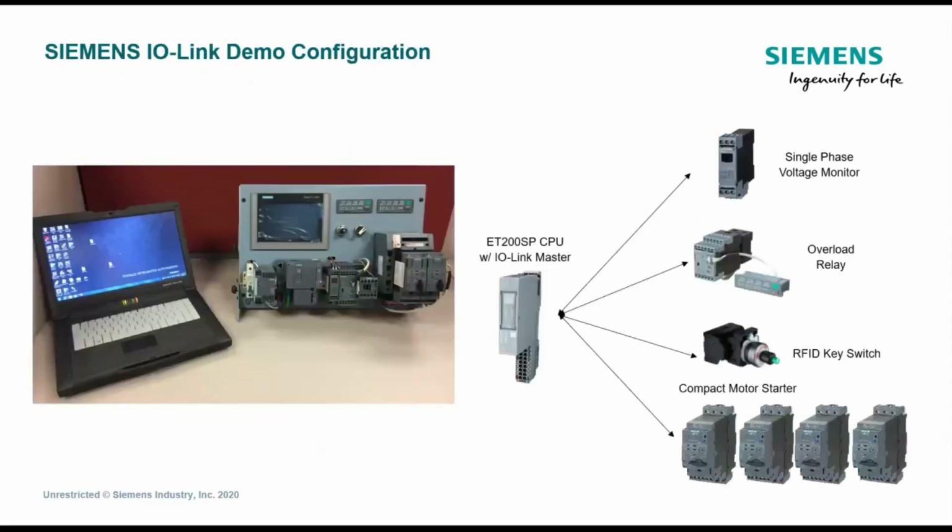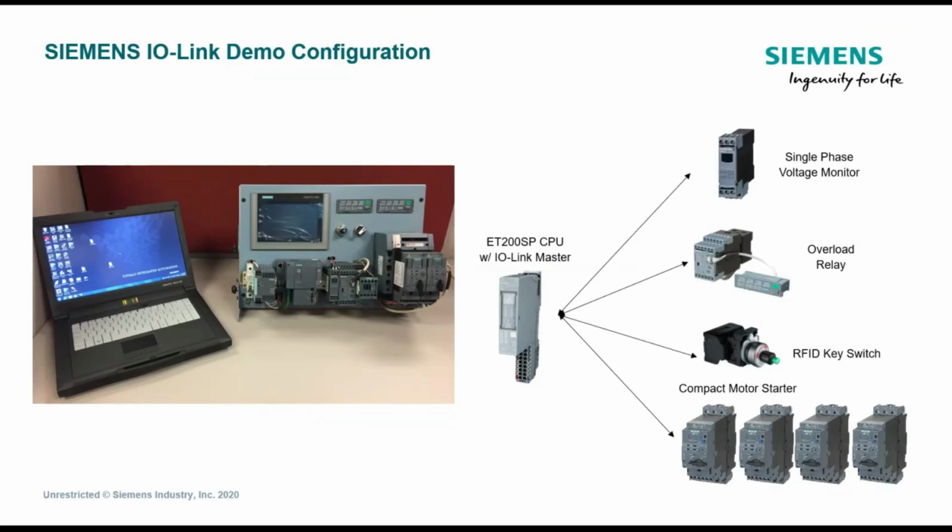So what I want to get into now is the actual demo that I have available to me here today. And again, this is an ET200SP CPU. This actually happens to be a fail-safe CPU system with a single IO-Link master card plugged into it. And the 4 IO-Link devices: one is a single-phase voltage monitoring relay. Right next to it is our overload relay, and the overload relay has a second component buried behind this contactor, which is our measuring module.